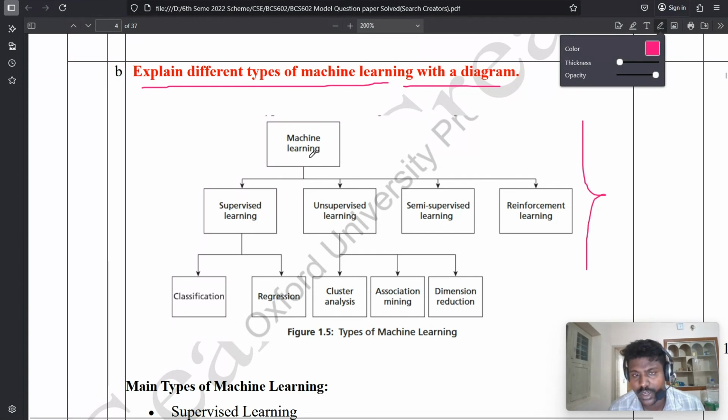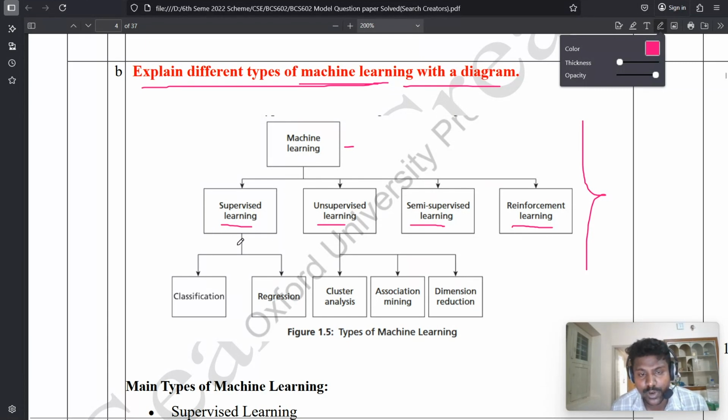First, you need a box for machine learning, meaning the topic is machine learning. In that, it is divided into four types. One is supervised learning, the second is unsupervised learning, the third is semi-supervised learning, and reinforcement learning. I hope you can learn from the module in your regular classes. In this video, I'm going to explain briefly what questions are given, what VTU asked, and also how to write the answers in exams.